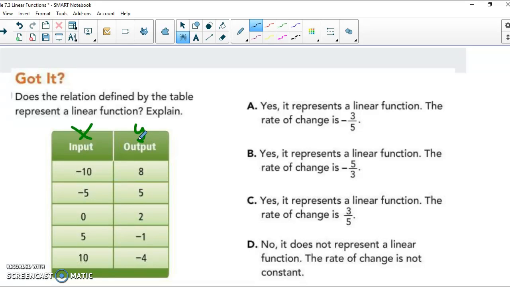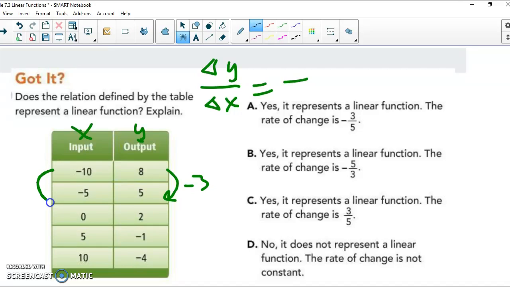And when we are looking for a linear function, we have to have a constant rate of change. So the change in y over the change in x has to be consistent through the whole table. So let's look at just our first 2 points. An 8 to a 5, that's a decrease of 3. A negative 10 to a negative 5 in my inputs is an increase of 5. So let's see if this pattern continues.